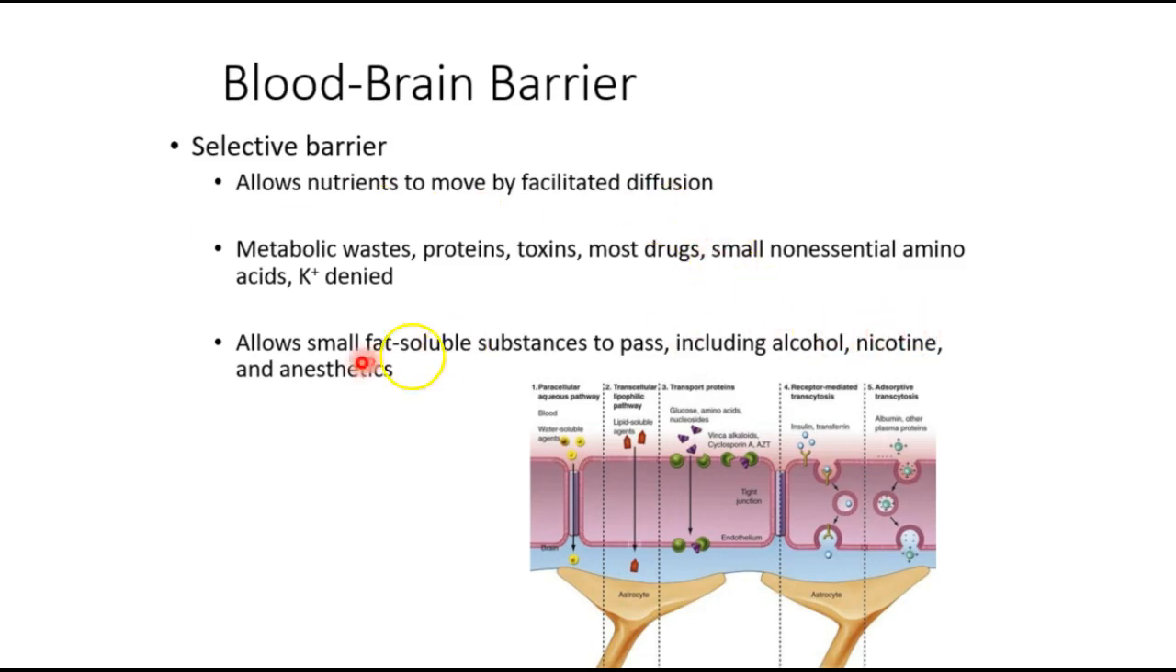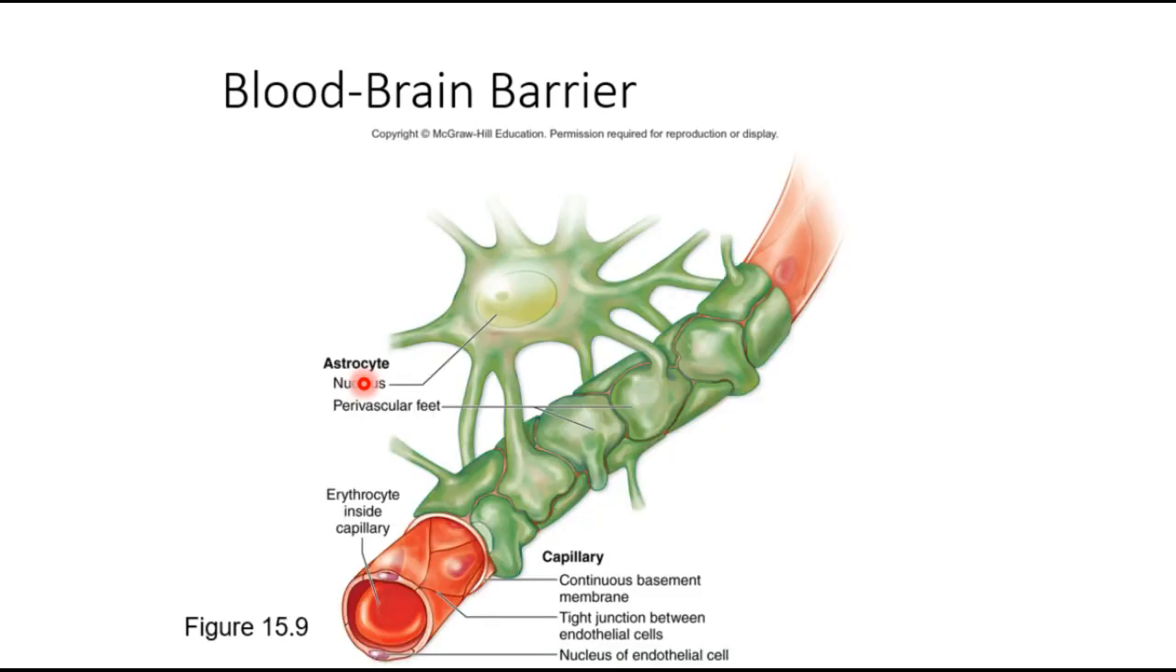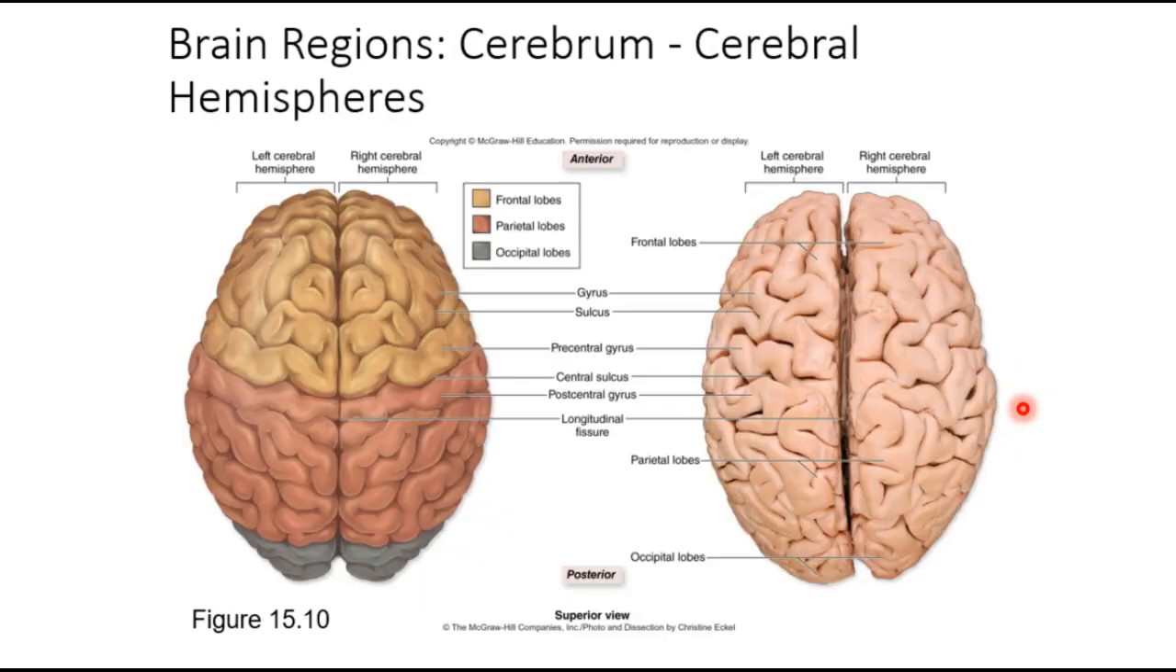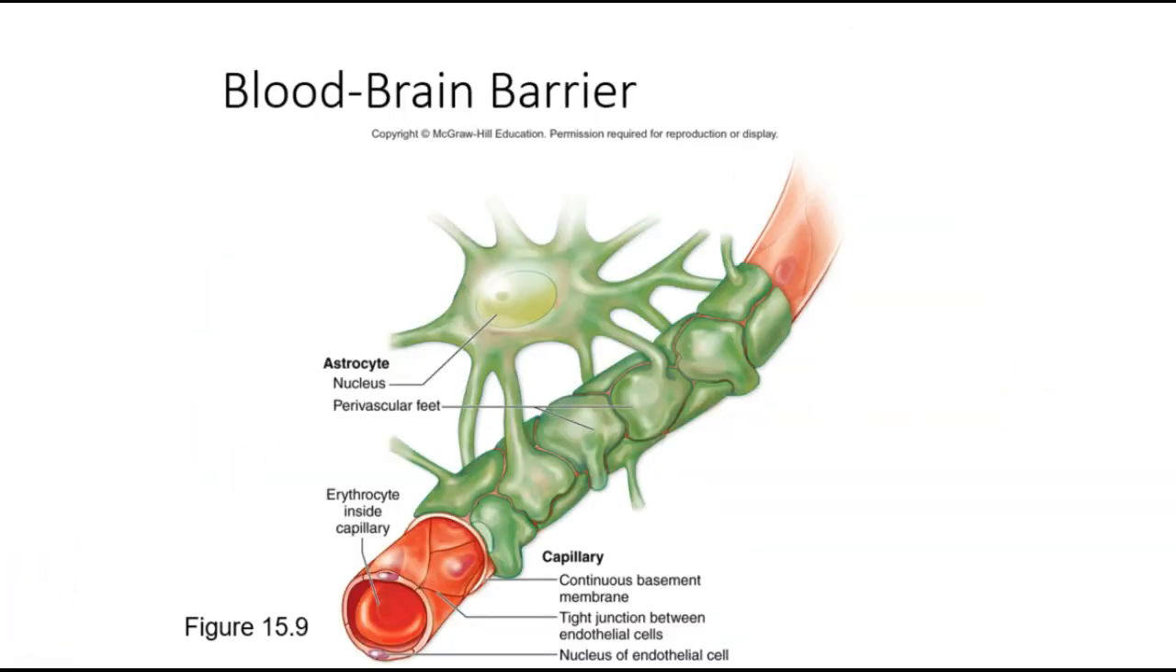So alcohol, nicotine, anesthetics, psychoactive substances can make it through the blood-brain barrier by definition. If it doesn't make it through the blood-brain barrier, it's not going to be psychoactive. And that makes it a challenge to develop new drugs for the brain. So that's what those perivascular feet actually look like. They will be pretty much continuous over capillary beds. They have to be, otherwise we wouldn't have a true barrier there. And I actually think that's a good stopping point before we get to the cerebrum. So I'm going to stop you guys here.